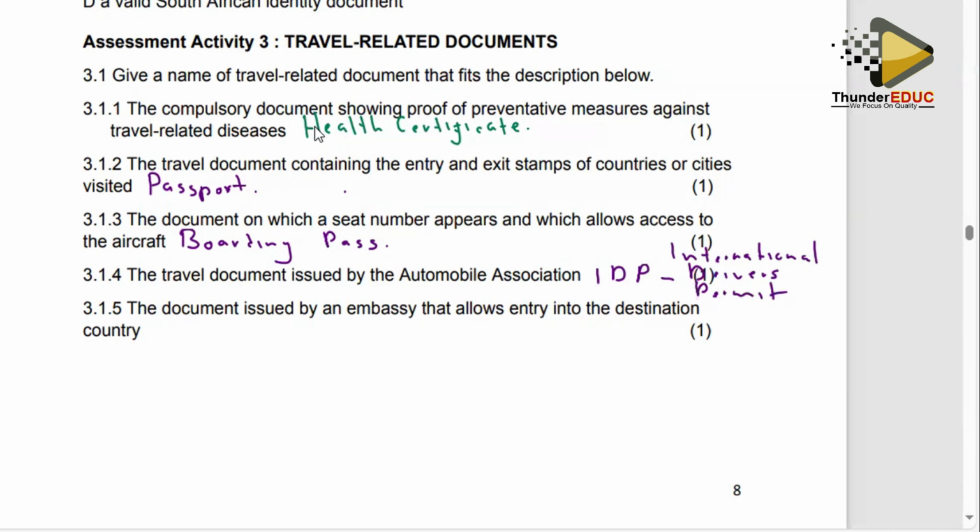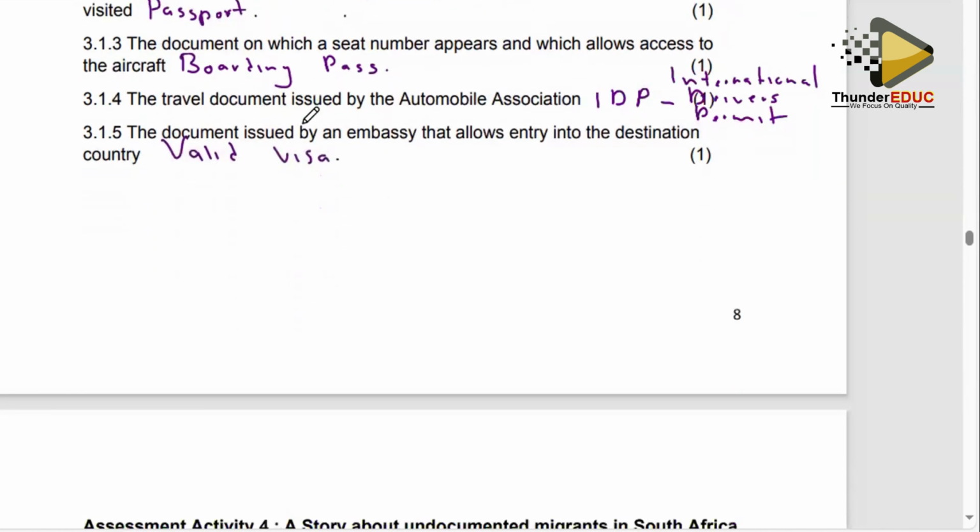Then 3.1.5, the document issued by an embassy that allows entry into a destination or country. It is known as a valid visa. So which brings us to the end of assessment activity number 3.